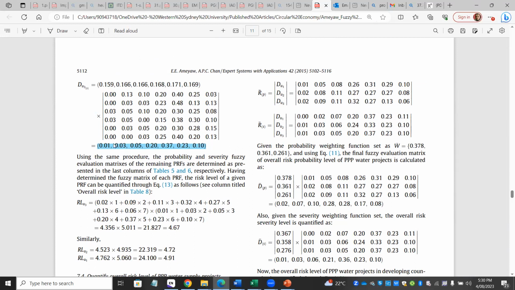And when it comes to the severity, you also do the same. 0.01 times 1 plus 0.03 times 2, 0.05 times 3, 0.02 times 4, 0.037 times 5, 0.27 times 6, 0.01 times 7. Then you add everything together. Okay, so this is from the probability section.